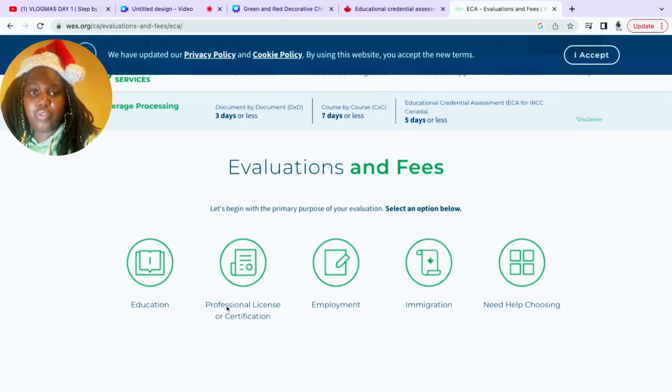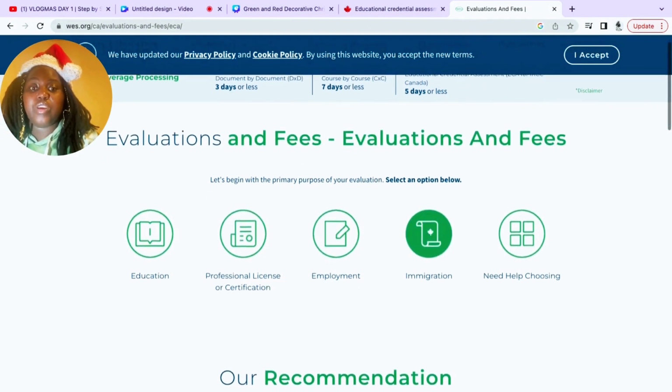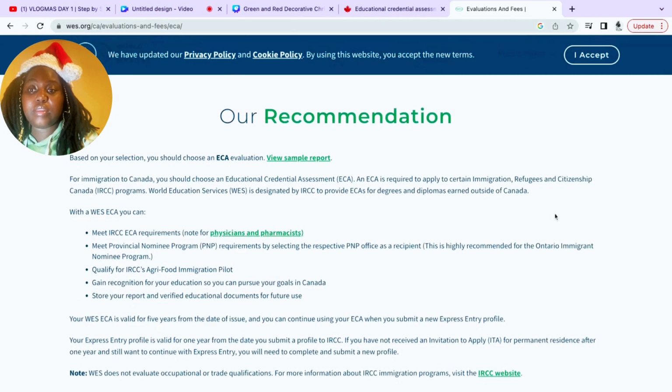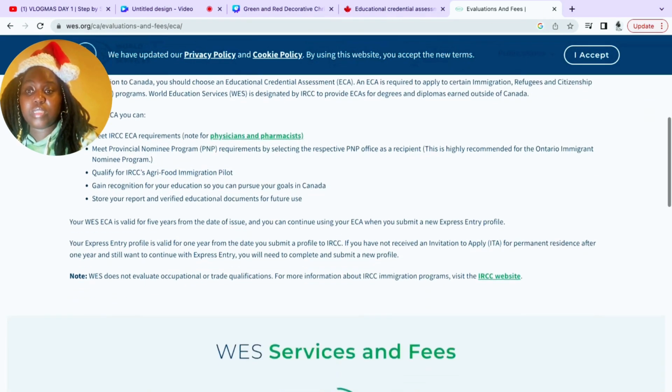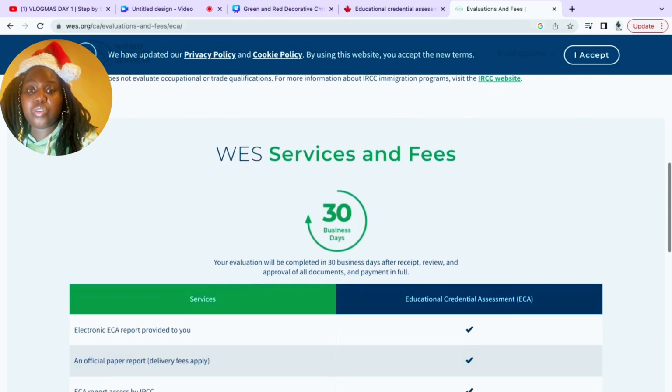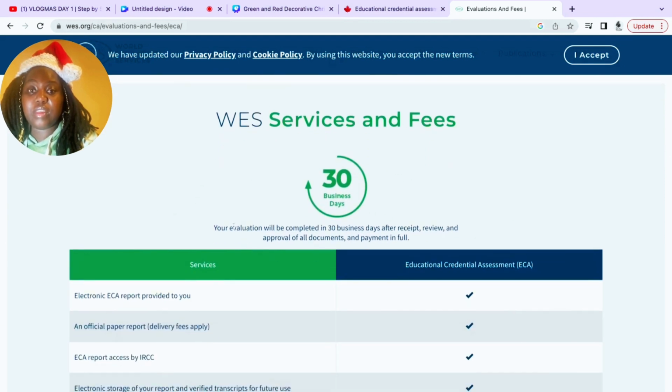Right. So for evaluation for immigration, remember they say that you have to indicate that this is for immigration. If you're doing this for education, you have to click education. But here we're talking about immigrating as permanent resident. If you have any other evaluations that show that you're looking for employment or professional license, that's not going to cut it. You need an immigration one, and yeah, this is what comes out. So when it comes to services, they say that they evaluate within 30 business days.